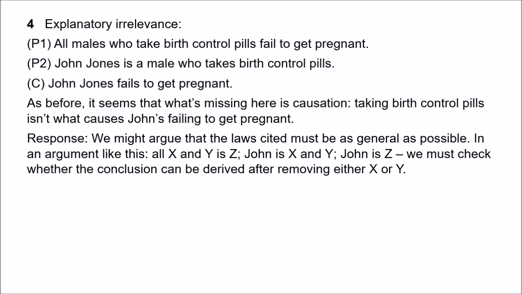So in general, if we have an argument like this, premise 1, all x and y is z, premise 2, John is x and y, conclusion, John is z, the thought is we should check if we can remove either x or y from the argument. If you can cut out the y, so you just have all x is z, John is x, John is z, and that still works, then you shouldn't give this explanation. You should just give the explanation appealing to x.